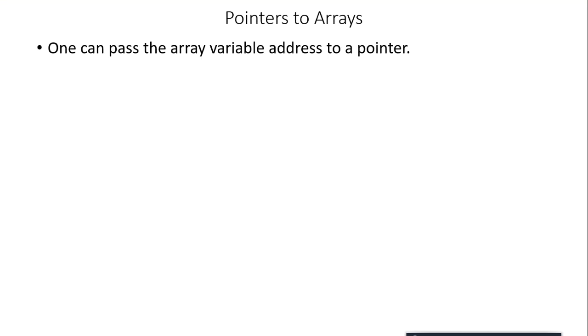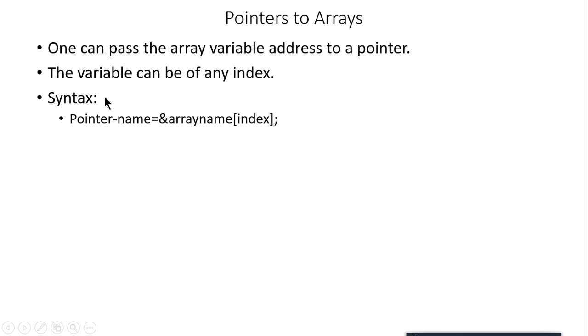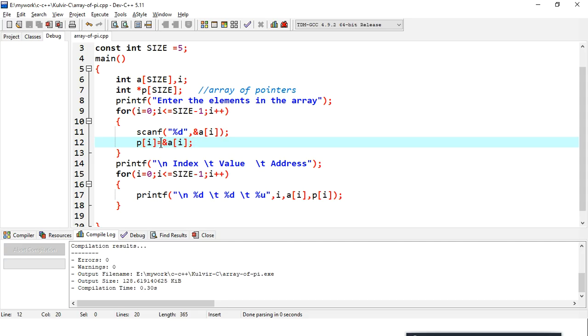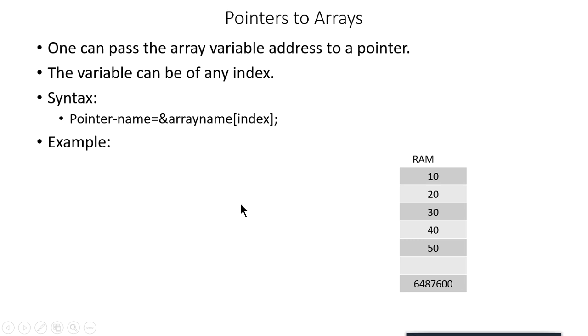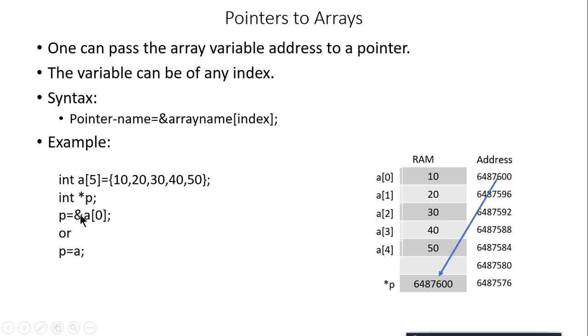Pointers to array. Now instead of creating the whole array of pointers, I can pass the starting address of an array variable, or any address of an array variable, to the pointer. The variable can be of any index. How would I do this? I simply have to use the ampersand, just like here. Okay, but I will move this when I am implementing pointers to array. Okay, so let's see here.